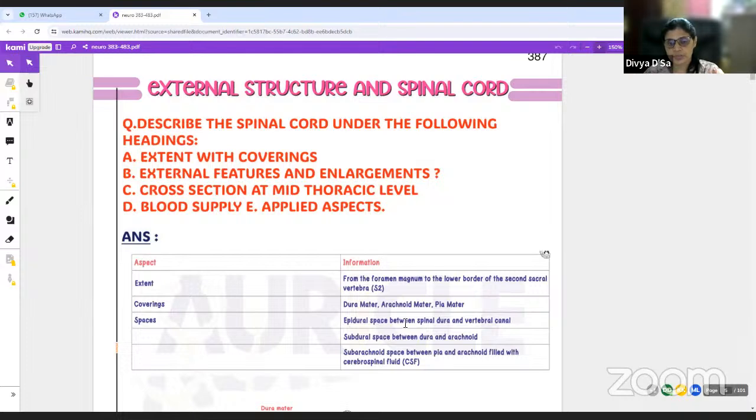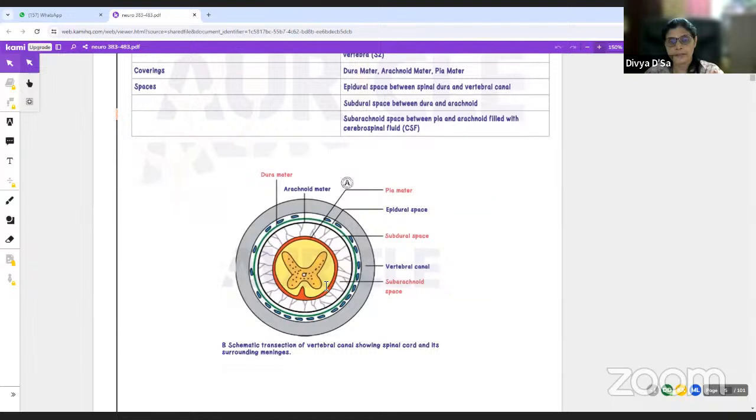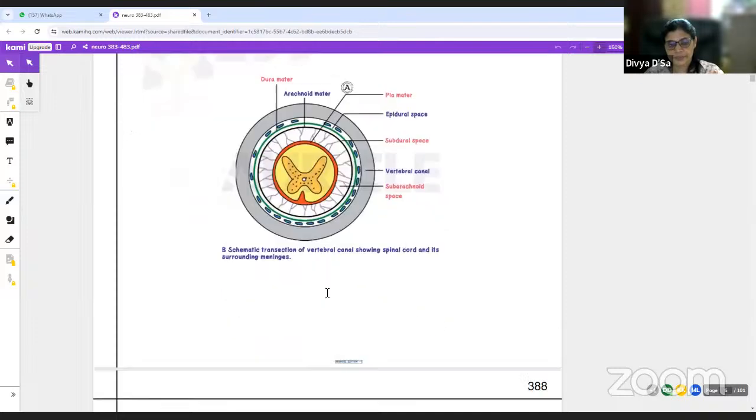Spaces: we have the epidural space between the spinal dura and the vertebral canal. As I told you earlier, the meningeal layer of the spinal cord as well as the vertebral canal, that space is the epidural space. Then there is the subdural space between the dura and the arachnoid, and the subarachnoid space between the pia mater and the arachnoid. The subarachnoid space is filled with CSF. You can see here, this is the subarachnoid space, which is filled with the CSF.